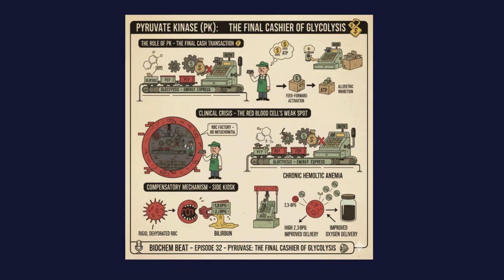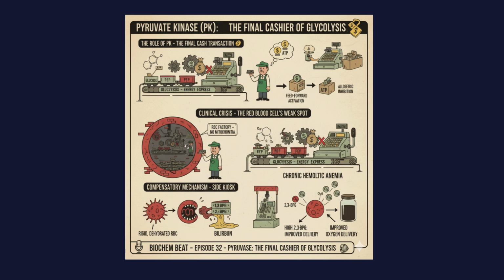Allosteric inhibition: it's inhibited by high levels of ATP and alanine, a product of pyruvate. ATP is the full bank account. If the cell's account is full, the cashier closes the line. Alanine is the warehouse overflow signal telling the cashier to stop producing more raw material, that's pyruvate.